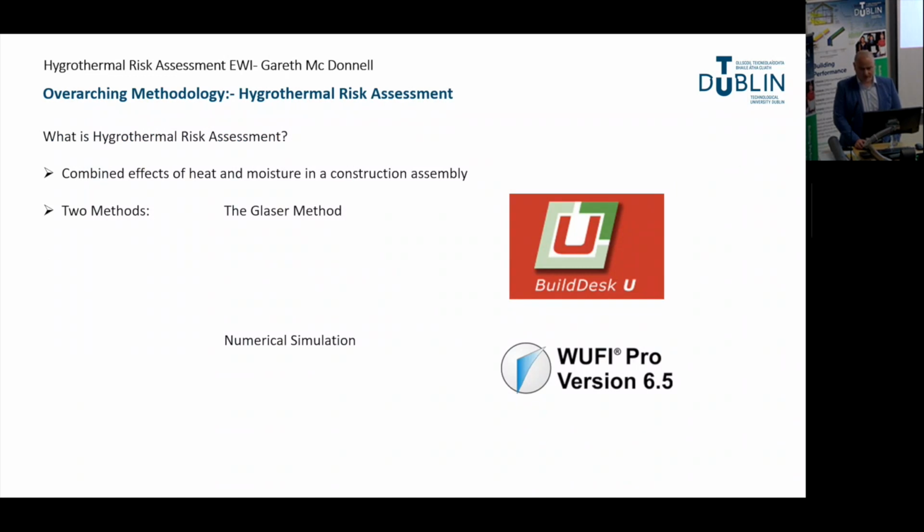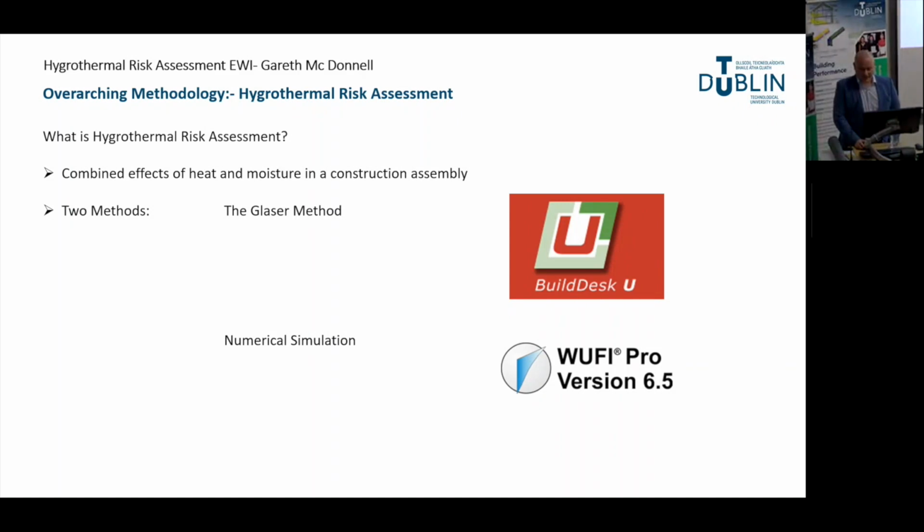So, I've mentioned hydrothermal risk assessment. What is it? Hydrothermal risk assessment is the assessment of the combined effects of heat and moisture on a construction assembly to establish the likelihood of moisture risk occurring and how that risk might be mitigated. It is not a predictor of future events and is dependent on the judgment and skill of the assessor.